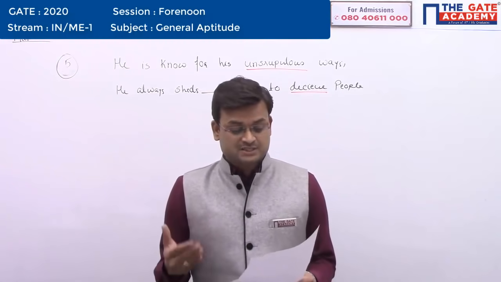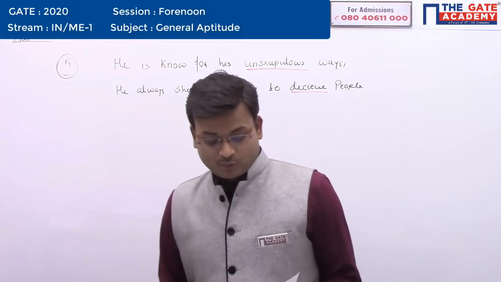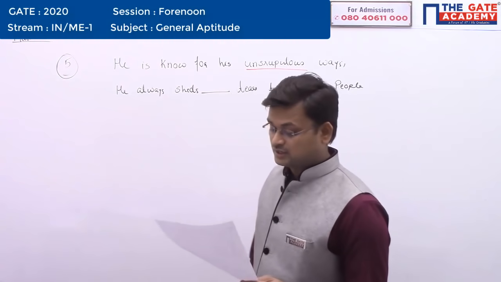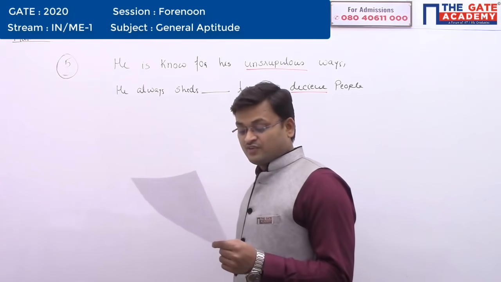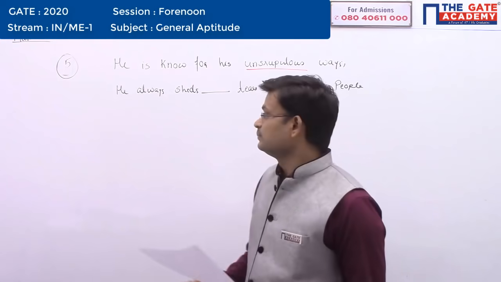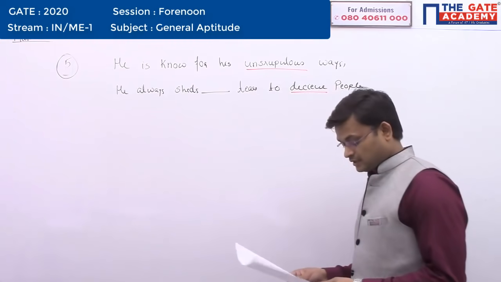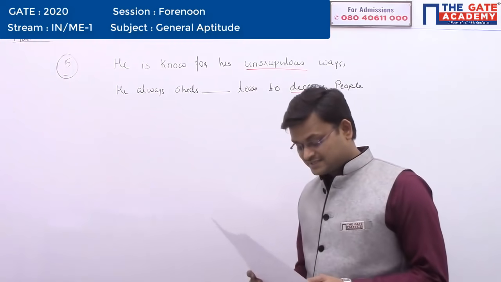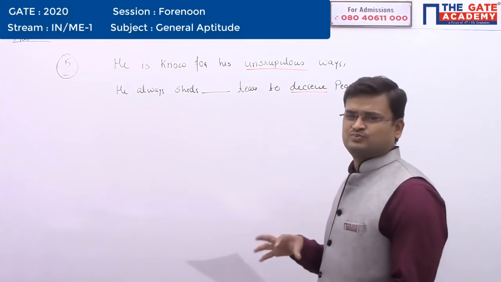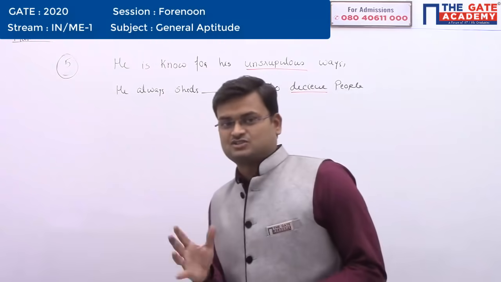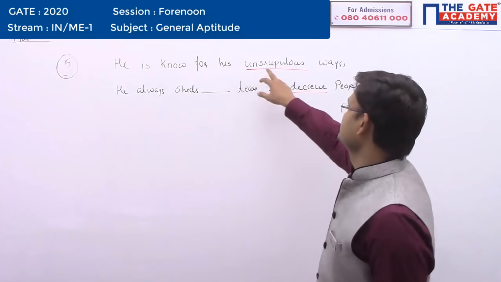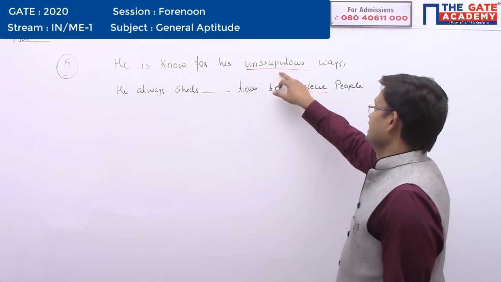Now let's look at the next memory based question. Again it is an English question. He is known for his unscrupulous ways. He always sheds dashed tears to deceive people. Now in this question, there are options like crocodile, fox, crocodile's tears, fox's tears. So what do we have to fill in here? This was pretty simple. In fact, a few of you might have guessed it also. That's why many of you have given the correct answer. He is known for his unscrupulous behavior, so ways.